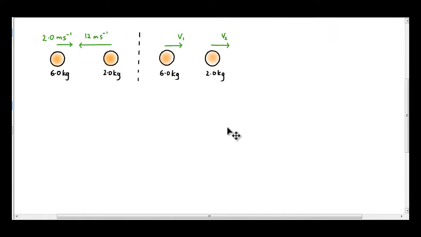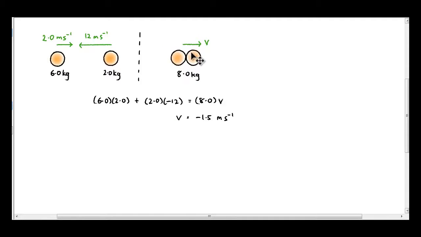Part E is actually very easy. For a completely inelastic collision, we know that after the collision, the two balls will be moving off at a common velocity. So, by the principle of conservation of momentum, the total momentum before the collision should be equal to the total momentum after the collision. So after the collision, the two balls will be traveling at a common speed. So it's as if there's an 8 kg ball moving at the speed of v. And from there, we can calculate v to be negative 1.5 meter per second.